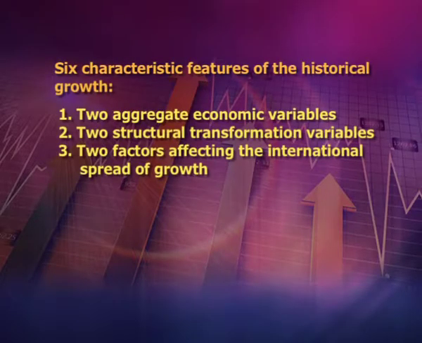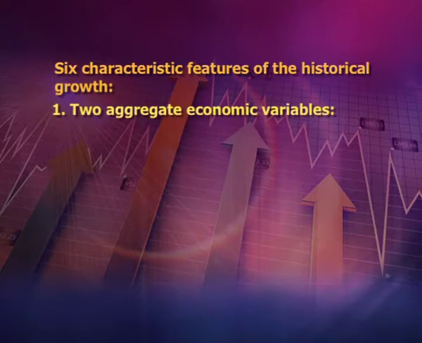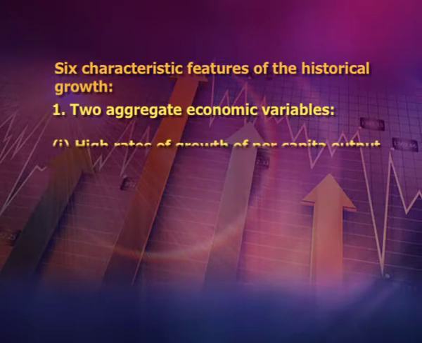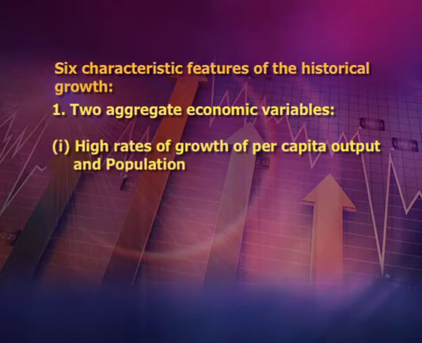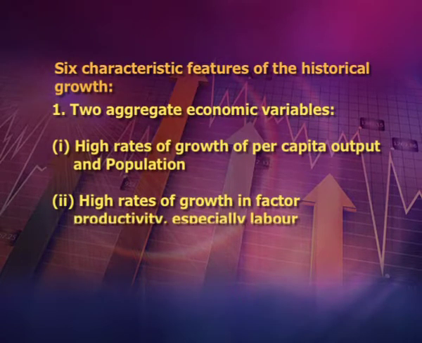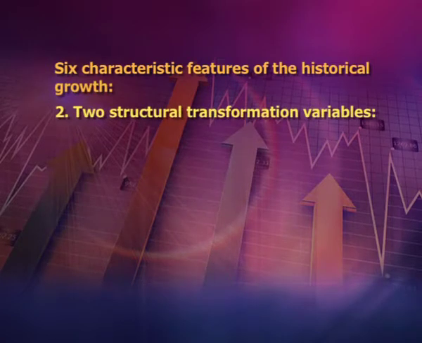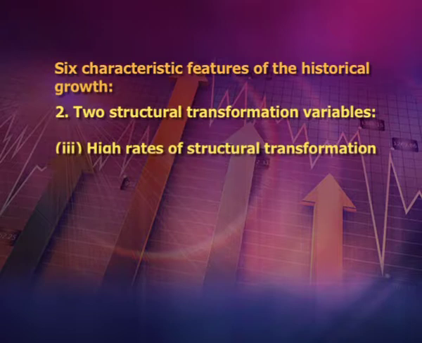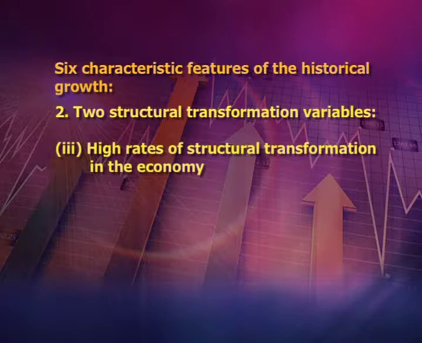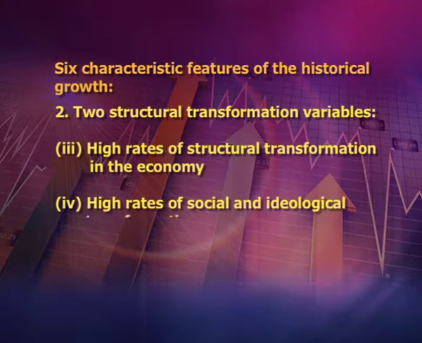The 6 characteristics can be classified under 3 major variables. First, 2 economic variables, under which one is high rates of growth of per capita output and population, and second is high rates of growth in factor productivity, especially labor productivity. The second set of variables pertain to structural transformation, under which the first is high rates of structural transformation in the economy, and the second is high rates of social and ideological transformation.